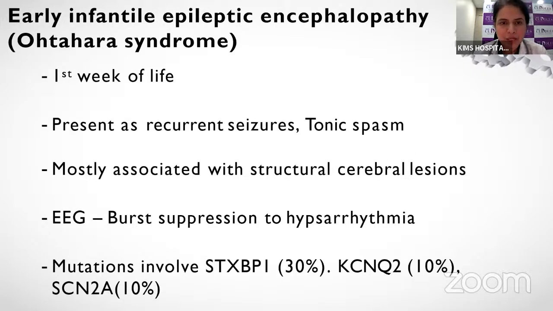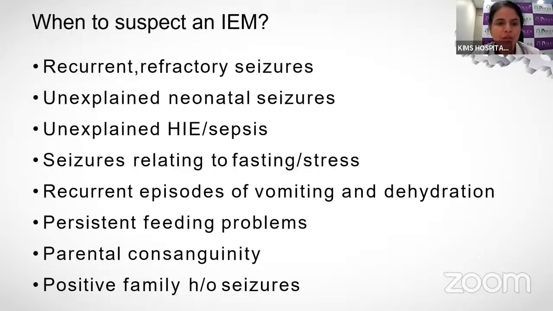The other relatively malignant type of neonatal onset epilepsy syndrome is Ohtahara syndrome or early infantile epileptic encephalopathy, which again presents with recurrent tonic seizures in the first week of life, but can subsequently evolve into myoclonic seizures. And usually the imaging of the brain shows structural cerebral lesions. And EEG would also be abnormal, showing severely abnormal patterns like the burst suppression pattern. And again, these have also been linked to underlying genetic mutations in a percentage of the involved infants. Ohtahara syndrome is generally associated with a relatively poor neurological prognosis.